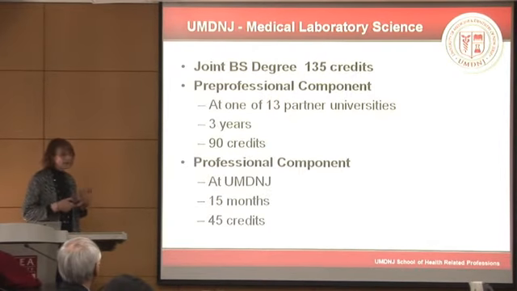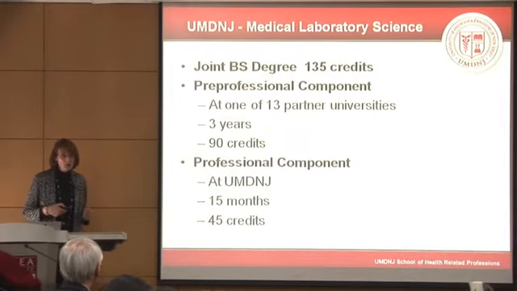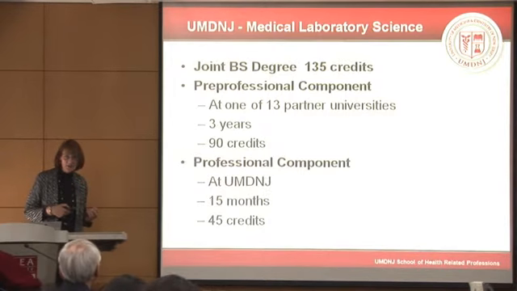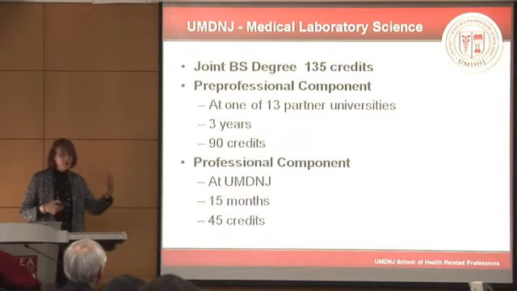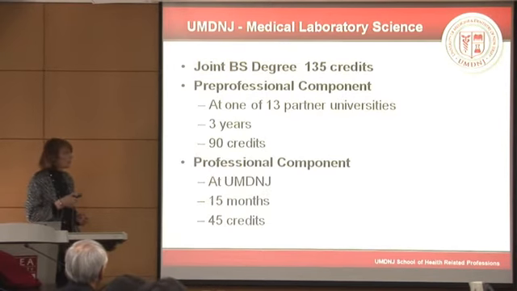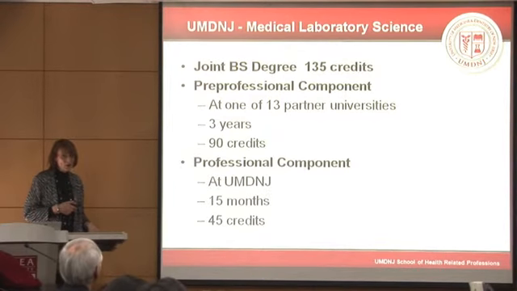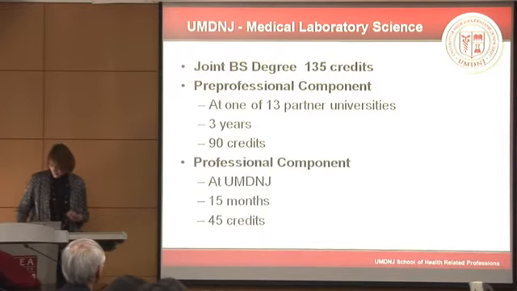We have a unique situation in the United States, in that one university cannot give us 36 students. So that's why we have multiple partners. We may get 4 or 5 from this one and 8 from this one. We needed that many partner institutions so that we have a class of 40 students. So we run 36 to 40 students. 90 credits are pre-professional, and then our program at UMDNJ is 15 months and 45 credits.